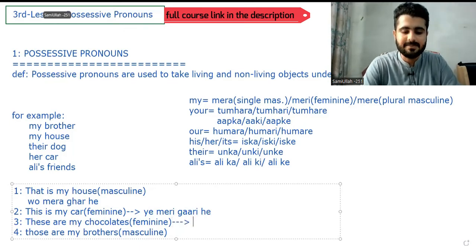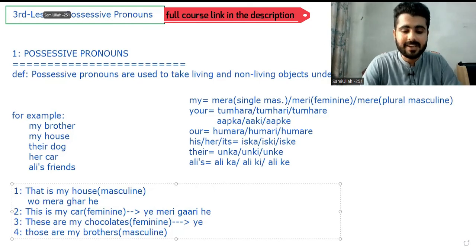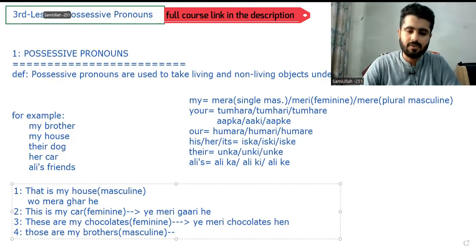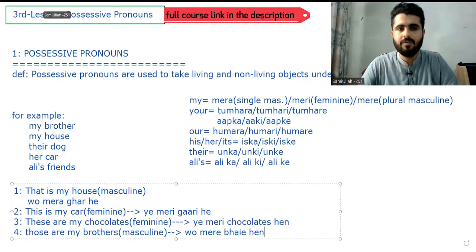These are my chocolates. These means ये. This means ये. That, those means वो. So ये. Okay. My chocolates. Chocolates are taken as feminine, and for feminine objects, we have the version meri. ये मेरी chocolates are means हैं. Let's come to the fourth one. Those are my brothers. Now brother is masculine, multiple brothers, multiple masculine. For multiple masculine, we have the word mere. वो मेरे brothers means भाई, are means हैं. वो मेरे भाई हैं.